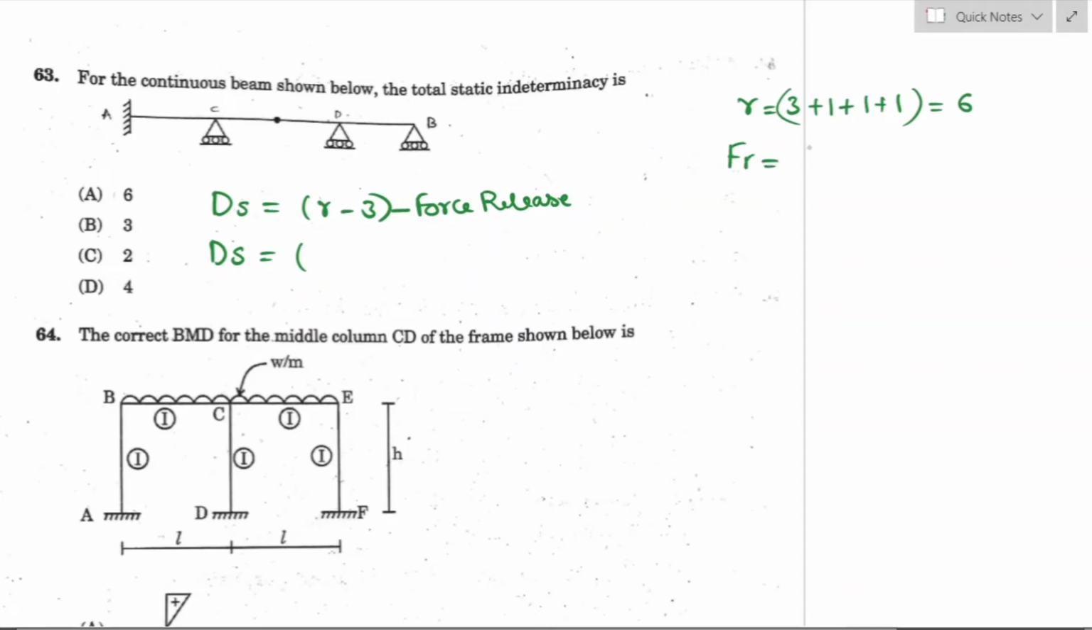Force releases means, here there is a hinge. So the force release is the number of members meeting at a hinge minus 1. The number of members meeting at the hinge is 2 members. So 2 minus 1 is equal to 1. Therefore substituting these values, R is 6, minus 3, minus force release 1. Therefore the total static indeterminacy for the continuous beam is 2. So option C is the right answer.